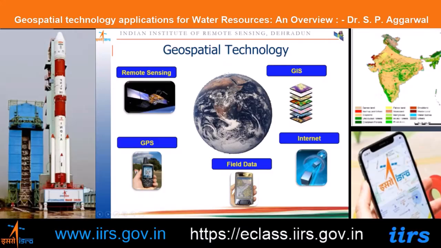Then we use a hydrological model and we run the model, and finally we get the discharge, and this should be disseminated through the internet so that people can get it. So this entire thing becomes geospatial technology. Now you understand the role of geospatial technology in anything like water resource management.